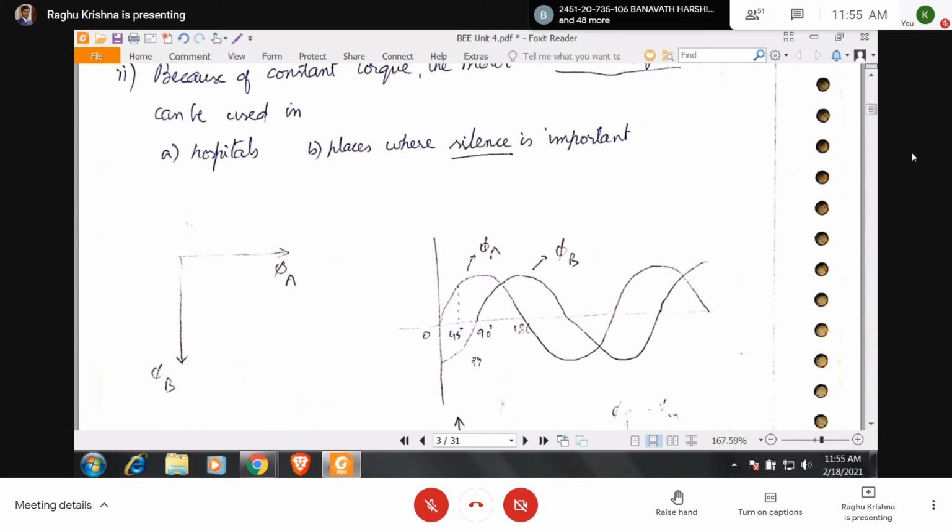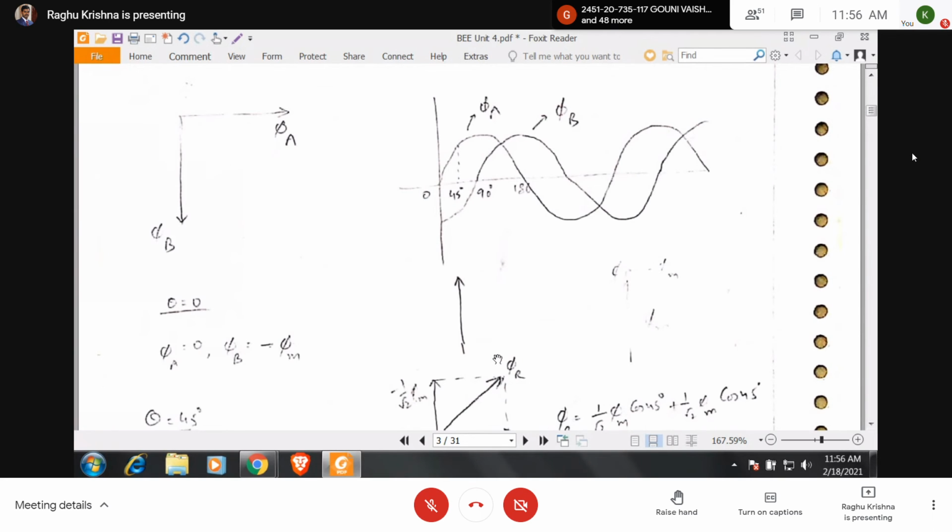Now the fluxes are displaced by 90 degrees physically, the windings are also displaced physically by 90 degrees, and there is also a phase displacement of 90 degrees. Here phi A and phi B have a phase difference of 90 degrees. If you see the zero crossings of the two waveforms, there is a phase difference of 90 degrees, between phi A and phi B.